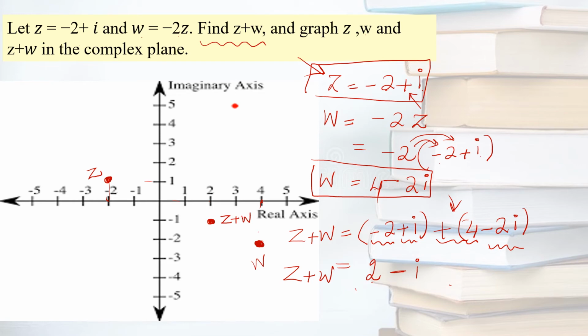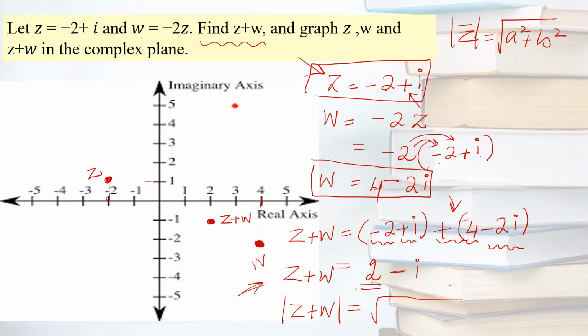Now let's suppose one more thing. If they ask you to take the absolute value of z plus w also. Let's say here it is not given in the question. But if they give you to find the absolute value of z plus w, so what do you do? You know that the formula of any absolute value is square root of a square plus b square. So what is your a? a is your 2. So you will have 2 square plus, what is your b? Negative 1. Because though no number is written, it means negative 1 is written. Power 2. So just check it. It will give you square root of 5. So that's all. That is your answer.